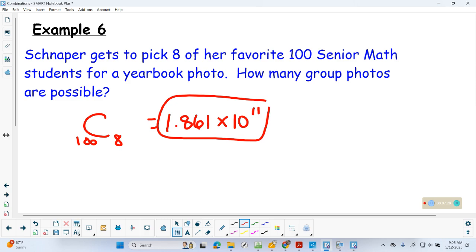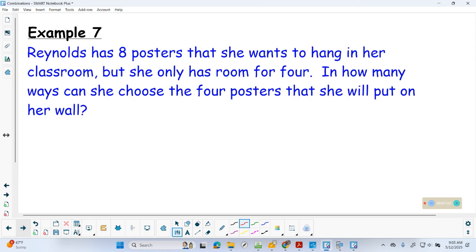All right, last one, and then we're just going to read and decide if we think the order matters or doesn't. Okay, Reynolds has 8 posters she wants to hang in her classroom, but she only has room for 4. How many ways can she choose the 4 posters she's going to put on her wall? Again, the order doesn't matter. We're just throwing the posters up there. There's 8 total of them, and she only has room for 4. Punch it in. 7. Love it. Okay. Final 3.